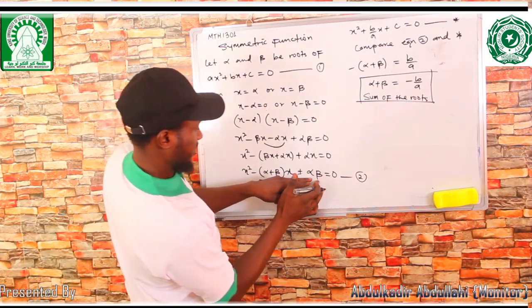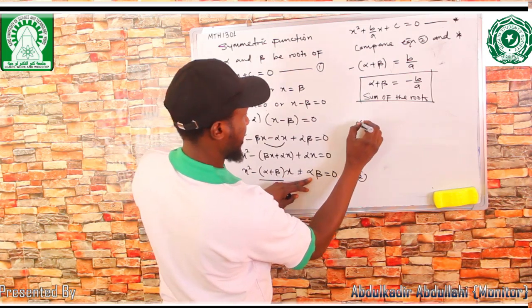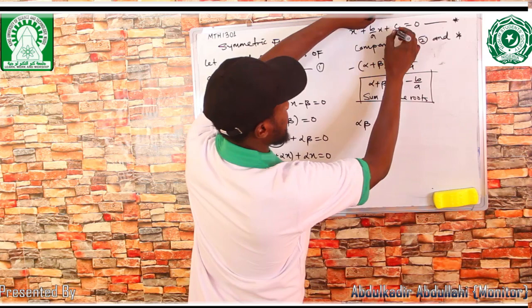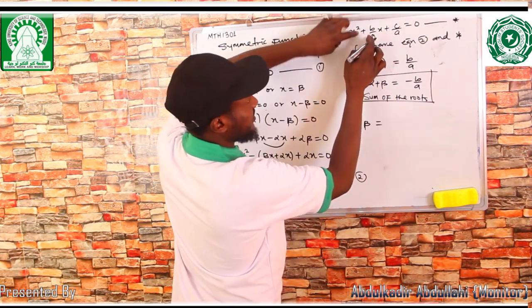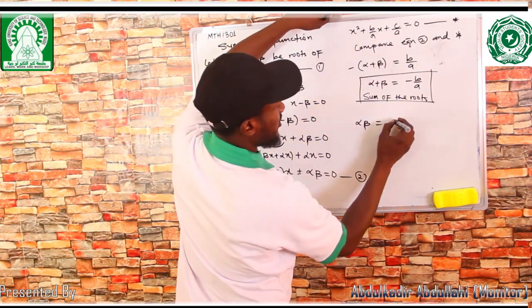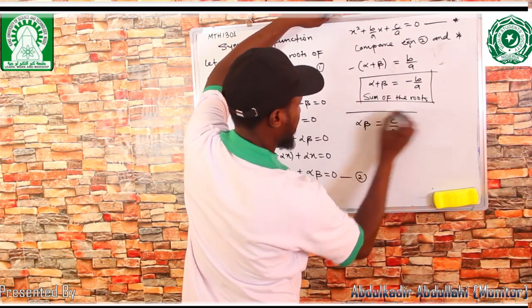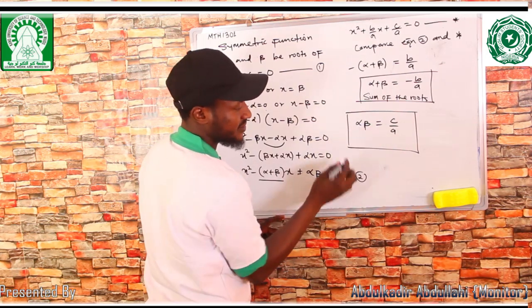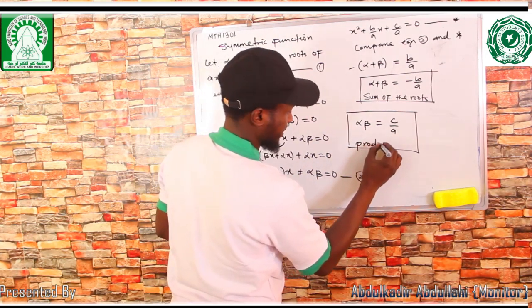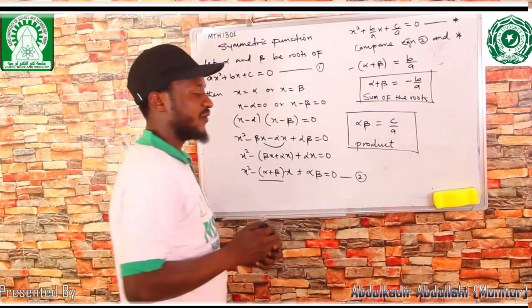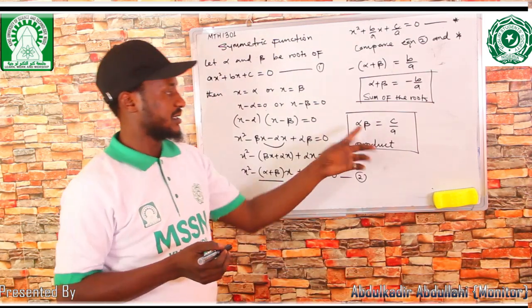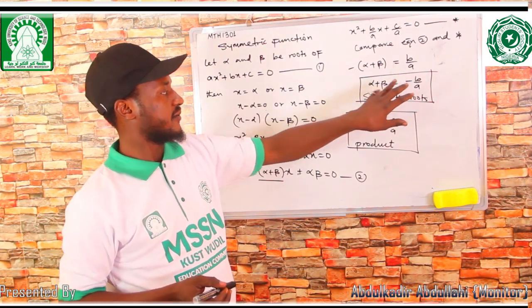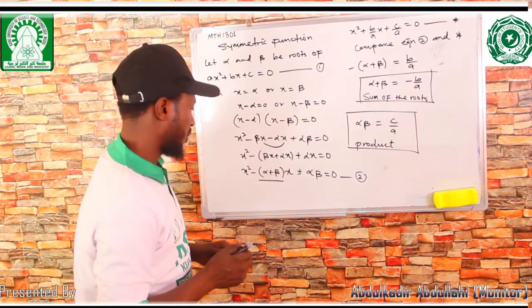Now let's see, comparing, let's take the constant value, which is alpha beta, and compare it with c over a, since dividing through by a, we're going to have c over a. Look at it. Alpha beta means alpha times beta, which is the product. So the product of any quadratic roots is given as c over a, while the sum is given as minus b over a.